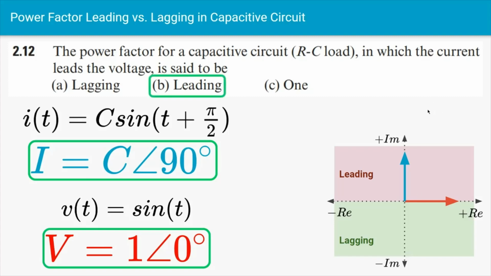So we're going to say, in a capacitive circuit, the current is leading the voltage. So the power factor is a leading power factor.